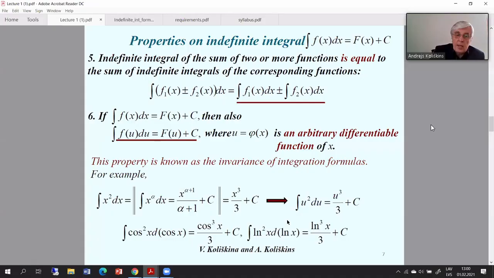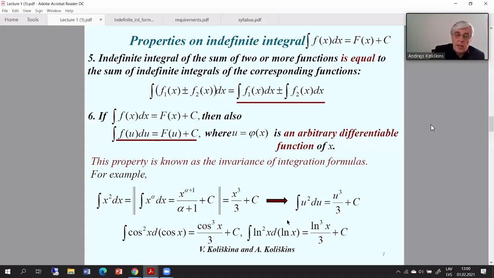Okay. So in particular, if instead of x here, I would have cosine x, that is the integral of cosine squared times the differential of cosine is cosine cubed divided by 3, right? Similarly, if I replace x here and there by logarithm, then the integral of logarithm squared, assuming that logarithm is also under the differential sign, is logarithm cubed divided by 3. This is how it works.